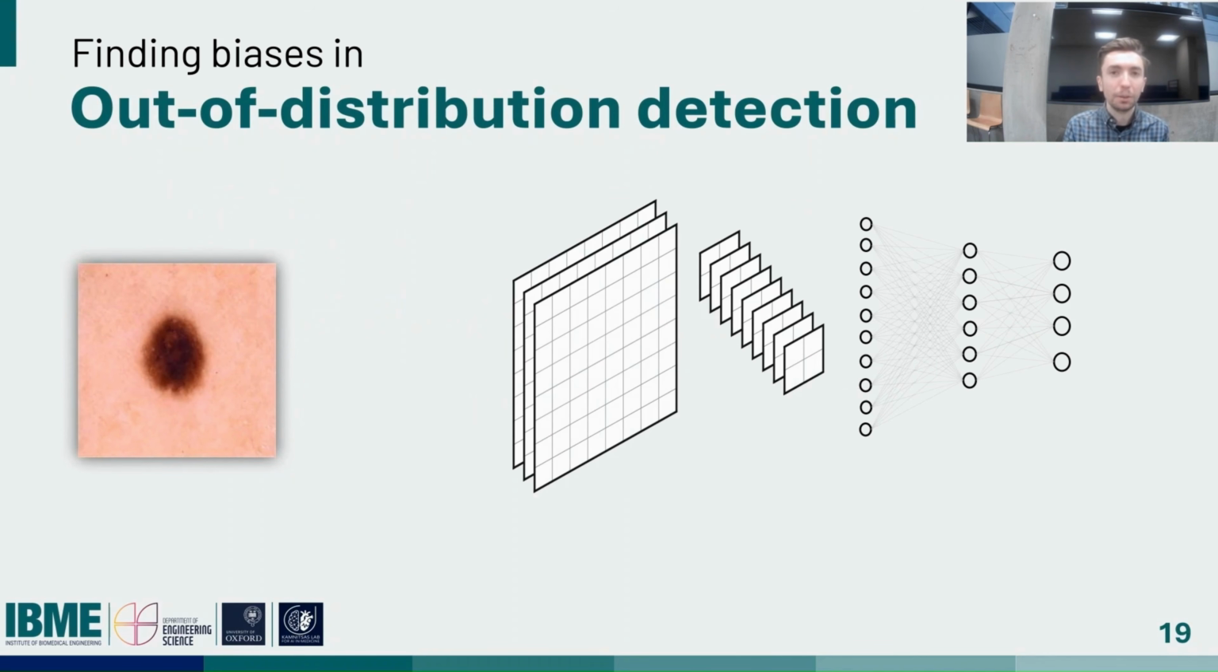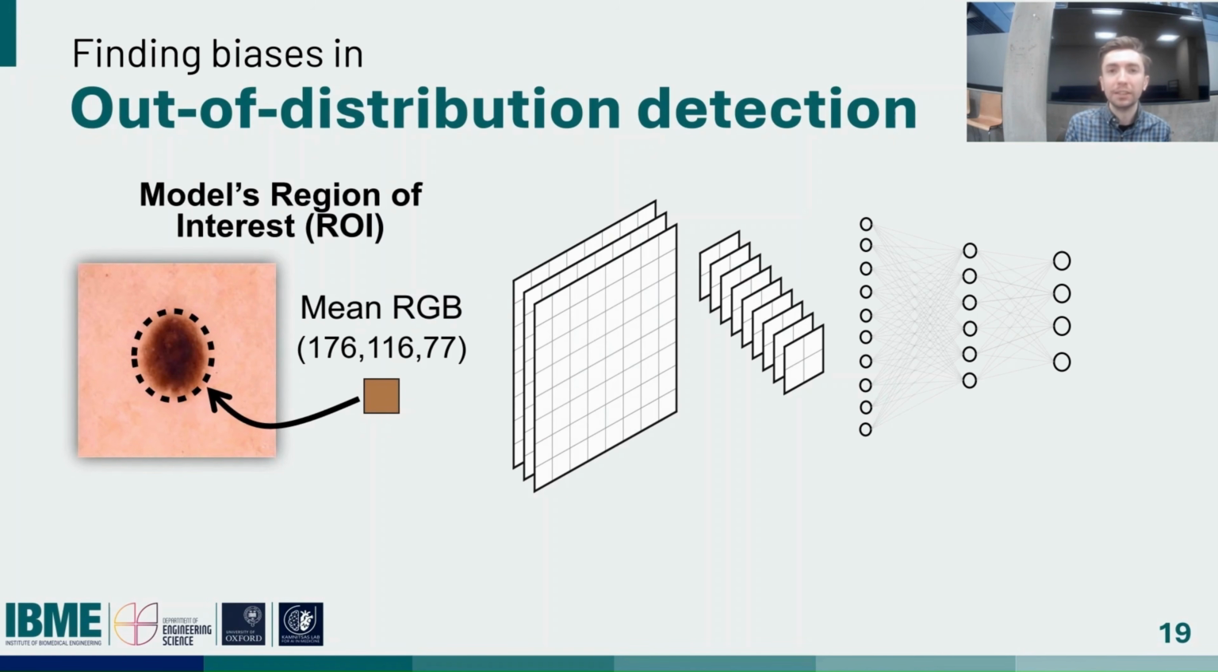So to introduce our bias, I first need to introduce the concept of a model's region of interest, which is the area of an image where the model focuses when diagnosing. So for example, in our skin lesion classifier, the model's region of interest is the skin lesion, where the mean RGB value is shown below.